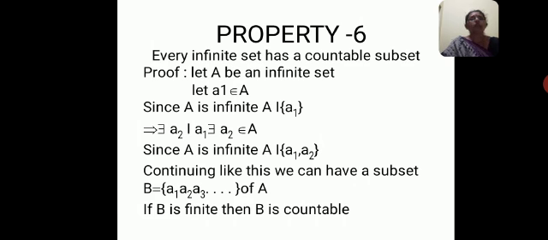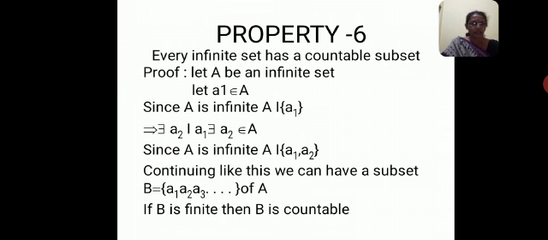Okay, then the last property of this session, property 6. The statement of property 6 is: every infinite set has a countable subset. Proof of this: let A be an infinite set. Let a1 belong to capital A. Since A is infinite, A is not equal to the set {a1}.